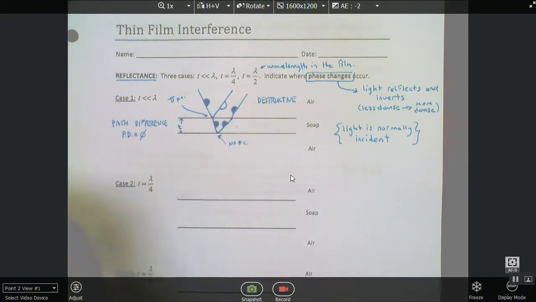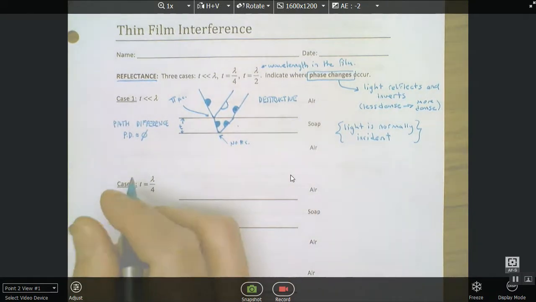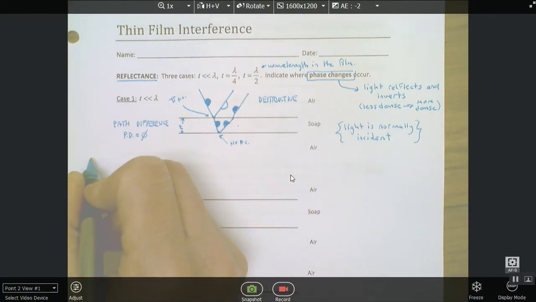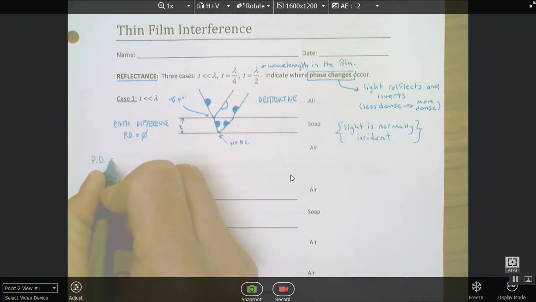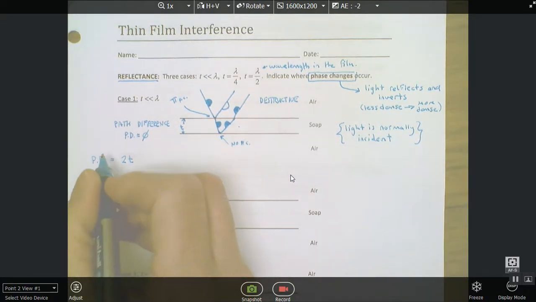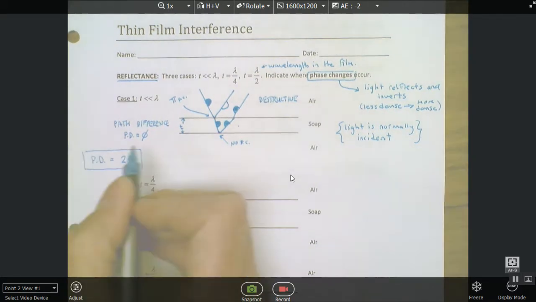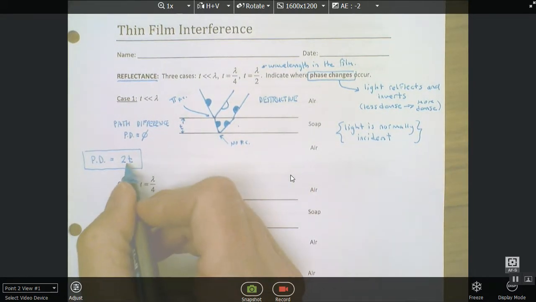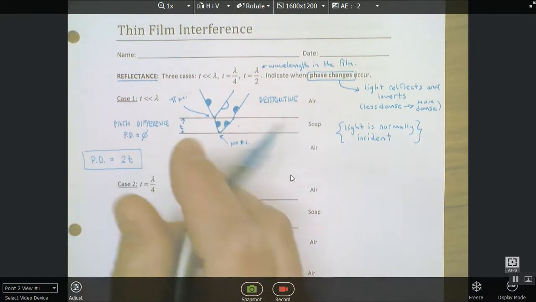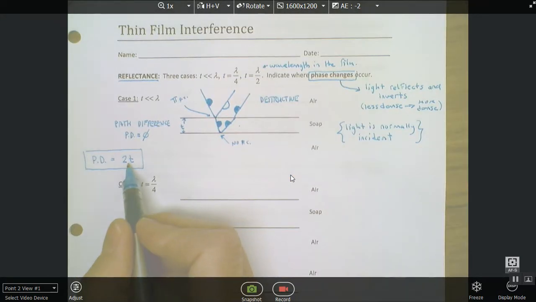Now, what we're going to also notice in general is that the path difference, PD, is always equal to 2t. Okay, that's an important thing to remember. Now, since the thickness is so thin here, it's about 0. We're saying the thickness of this thing, I want to make it as close to 0 as possible. So why is the path difference 2t?